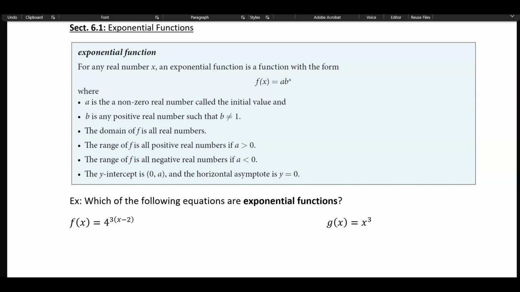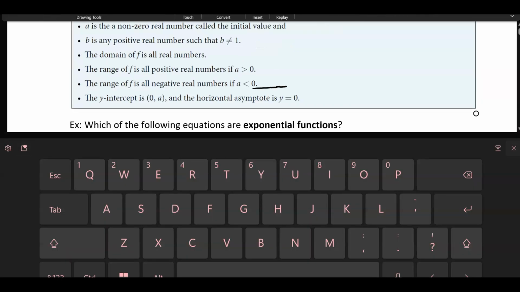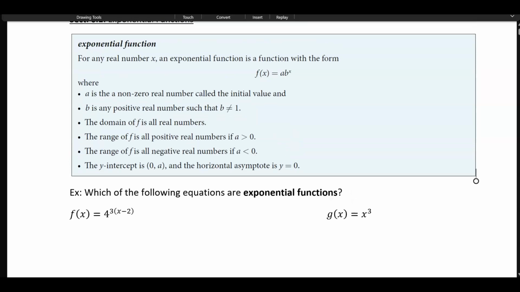All right, class, we're going to be looking at exponential functions in Chapter 6, exponentials and logarithmic functions. An exponential function for any real number x is a function that can be written in this form, f of x equals ab to the x power. So now we're looking at x being in the exponent versus it being a non-exponent, right?